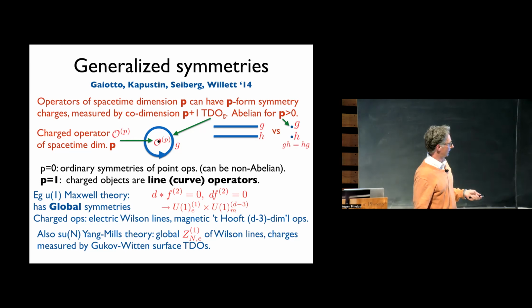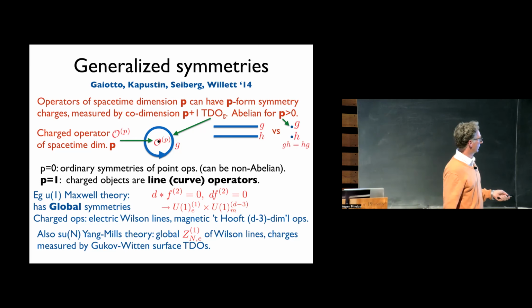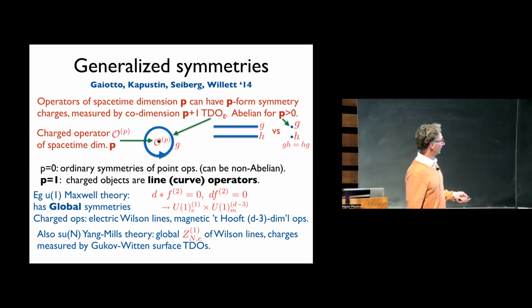And this is conserved as long as there are no fundamental dynamical magnetic monopoles. Anyway, so we have charged operators, which are electric Wilson lines or magnetic 't Hooft lines or surface operators. And there's an analog of this also for SU(N) Yang-Mills theory. This is the theory we'd like to show confinement. And this theory has a global Z_N one-form symmetry, the charged objects are Wilson lines, and the charges are measured by some surface operators, topological defect operators.